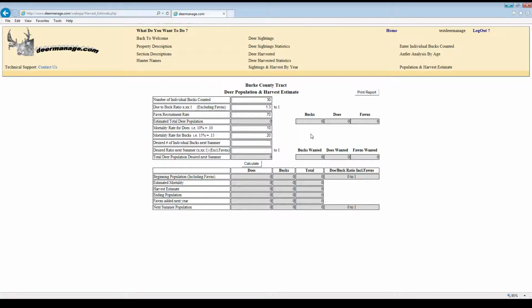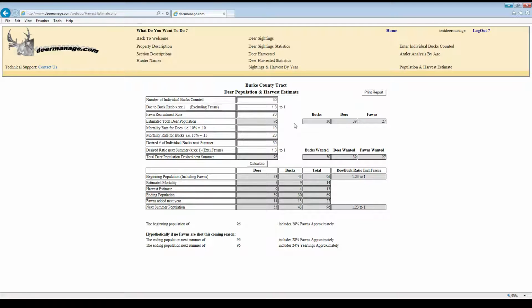And what's cool now is, let's say I'm happy with our deer population the way it is today, I can say, well, let's go ahead and keep the same number of resident bucks, which I'm estimating at 30, and we're happy with our doe to buck ratio, so I can go ahead and say let's keep our same doe to buck ratio at 1.3 to 1. Once I've entered that, I hit the calculate button.